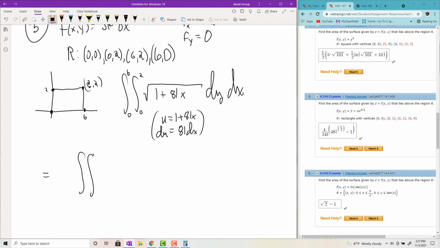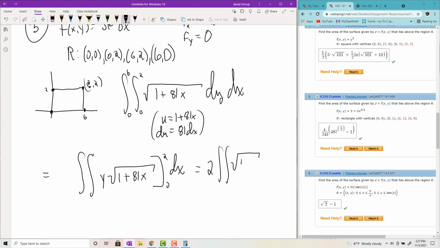What do I need to do? I need to integrate with respect to y. So it's going to be y times the square root of 1 plus 81x evaluated from 0 to 2, dx. So I'll have 2 minus 0, 2 times the square root of 1 plus 81x minus 0, which will just be 2 times the square root of 1 plus 81x. So I'm going to factor out the 2. The double integral of the square root of 1 plus 81, whoops, not double integral anymore. We integrated once. So the square root of 1 plus 81x dx.